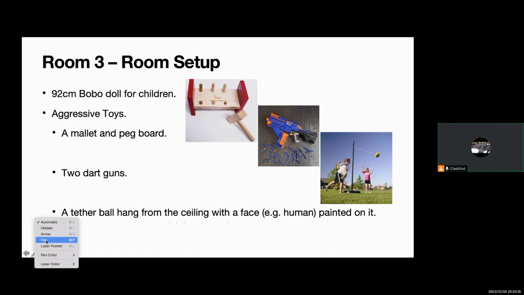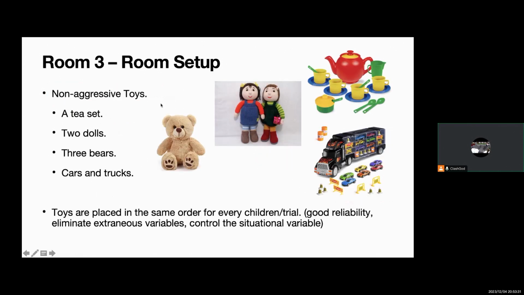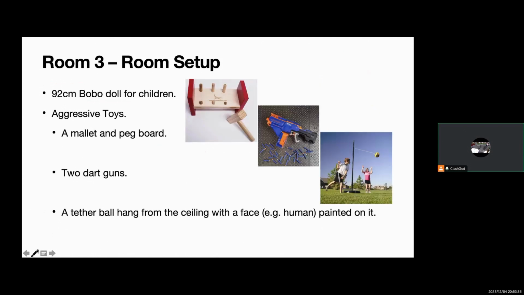Going on to room setup. Now, obviously, there is a 92 cm bubble doll. That's the size for children. And in room 3, there are aggressive toys, and there are also non-aggressive toys. We're going to take a look at both. And there's a lot of content here.